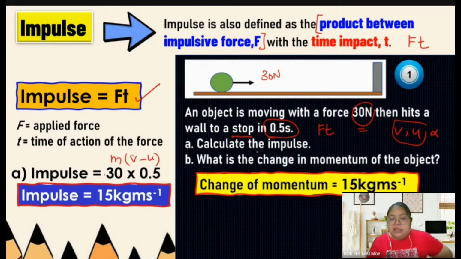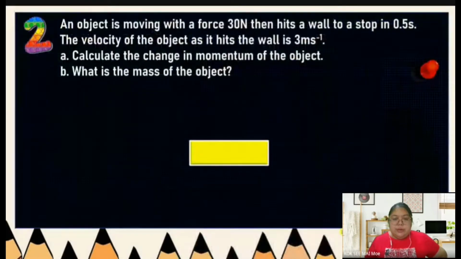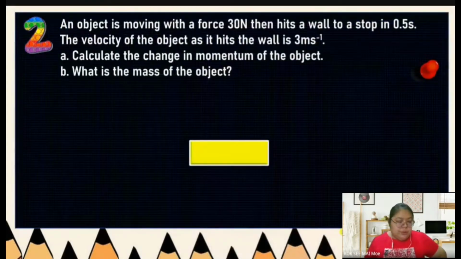So if they ask for change in momentum, actually it's the same thing. Change in momentum and impulse have the same meaning, so I also get the same answer. Okay, this one question is still not related with velocity. They only give you the time and the force. Okay, so the next one. I do not know whether I hid the answer or not, so we're going to check. Okay, I hid it. So we go to number 2.